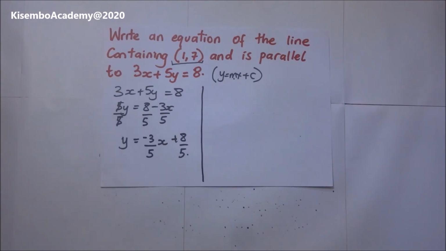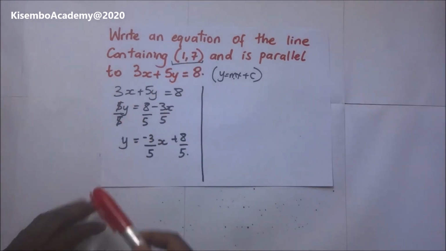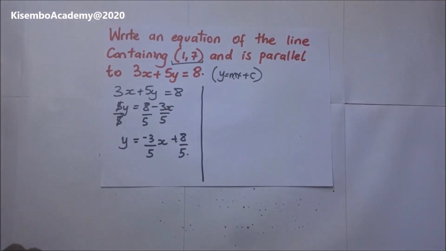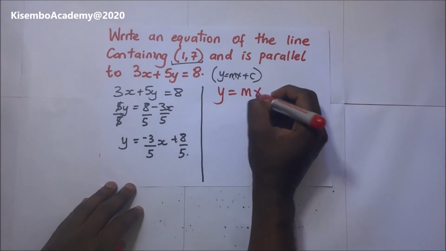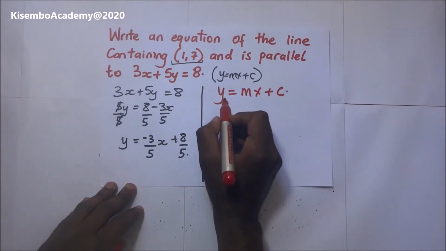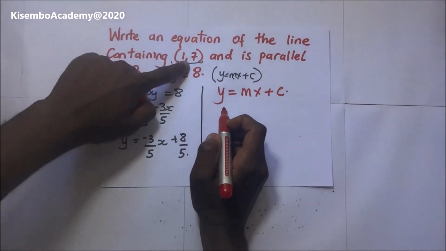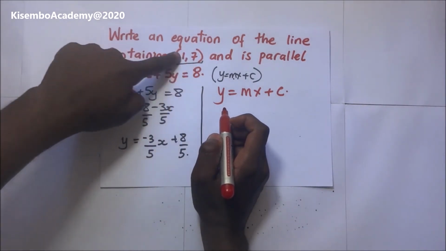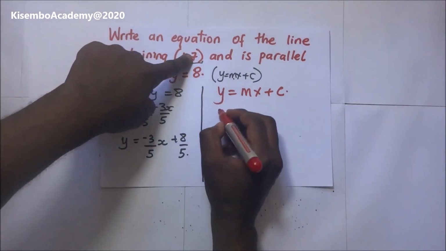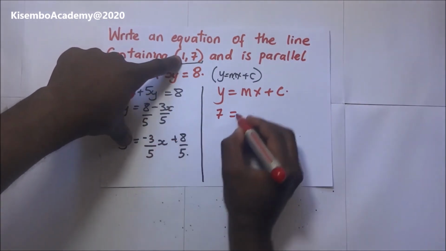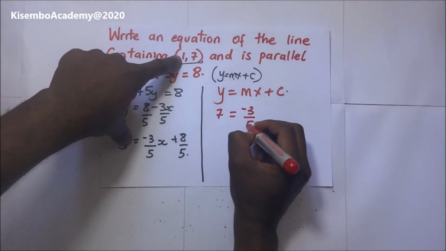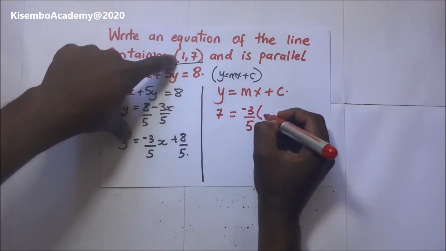Now that we know its gradient, we can go ahead and find the real equation of the line. So for the other line we are looking for, y is equal to mx plus c. We have one of its points, (1,7). So y is 7, is going to be equal to the gradient m, which is -3 over 5, times the value of x, x is 1, plus c.